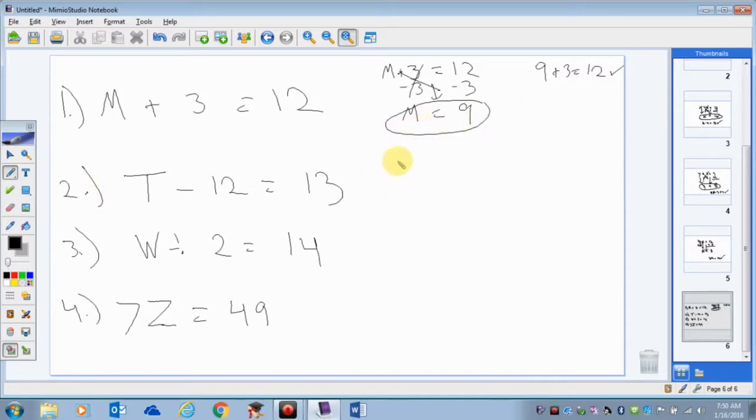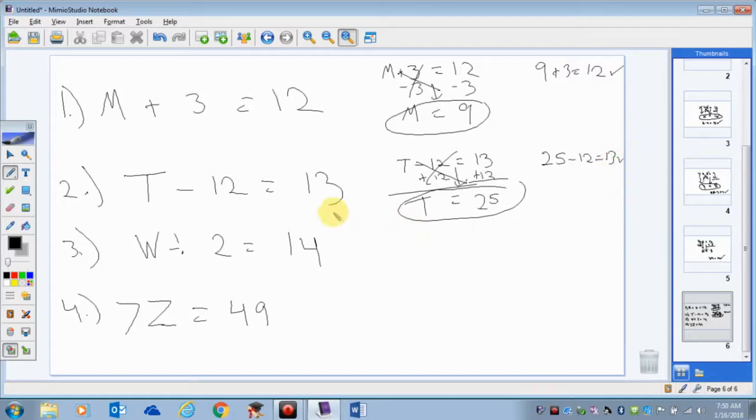Number 2, we have t minus 12 equals 13. So we have to do the opposite here to get t by itself to isolate it. So we add 12 here. This cancels out, leaving t. Bring down my equal sign. 13 plus 12 is 3 plus 2 is 5. 1 plus 1 is 2. So t equals 25. To check it out, we put 25 back in the problem. So 25 minus 12 equals 13, and that is correct.